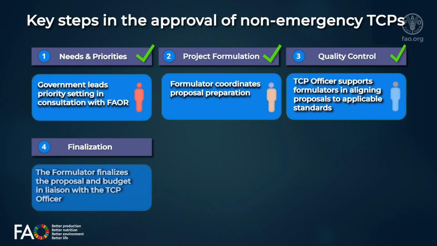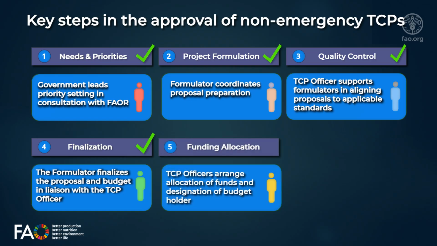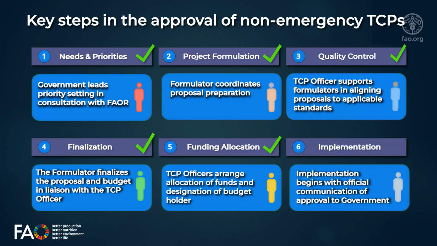The formulator is accountable for the final proposal, including the budget, and submits it to the relevant regional ADG or headquarters unit for allocation of funds. The concerned TCP officer then arranges for fund allocation and official designation of the budget holder through the concerned ADG or DDG. Implementation of the TCP can then begin with the official communication of approval to the government. Normally, the proposal does not require counter-signature. The TCP officer will advise on specific cases.